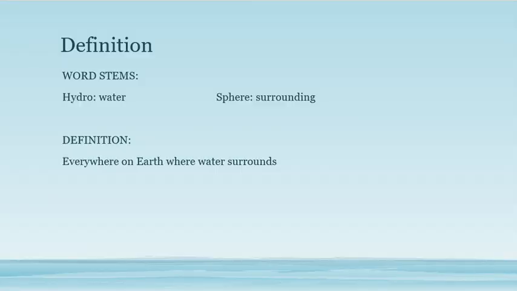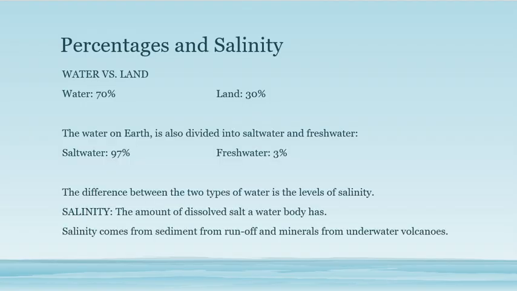First, we'll go over a definition. Hydro means water and sphere means surrounding. The definition is everywhere on Earth where water surrounds.